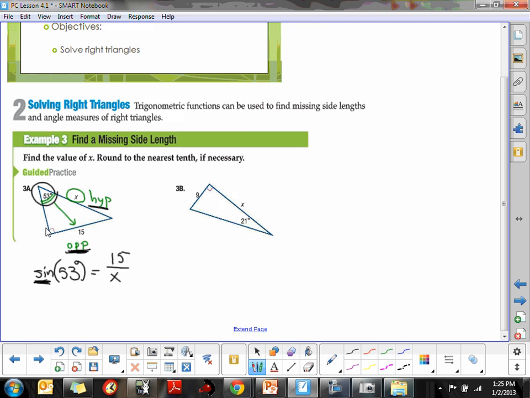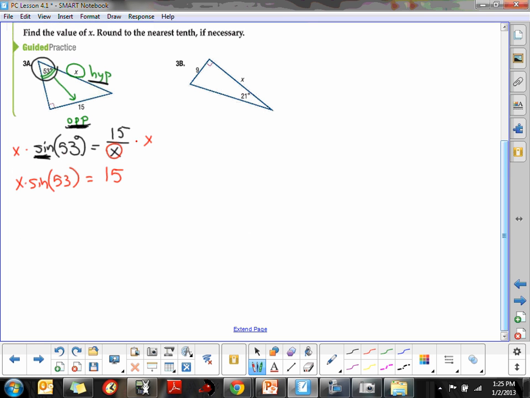Now to solve for x, remember these are a little tricky. You want to get rid of dividing by x, so multiply by x. So we have x times the sine of a 53-degree angle. And that'll always be in parentheses. You'll notice in your calculator, as soon as you type it in, you always get a set of parentheses that come with it. In order to get rid of multiplying by the sine of 53, we divide by the sine of 53. So it's going to be 15 divided by the sine of 53.